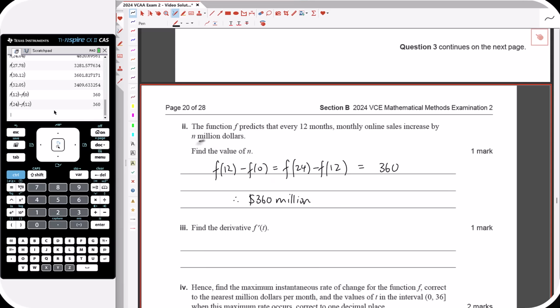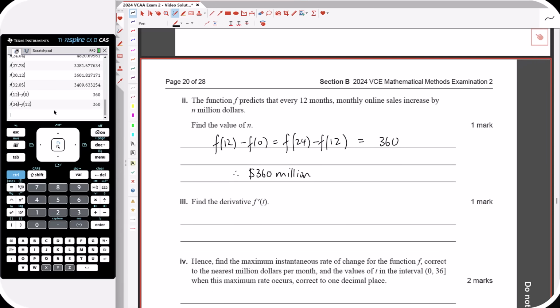Now it does specify the units in the question, and so just around 360 would be enough to get the answer there. Find the derivative. Let's get our CAS to do that for us.